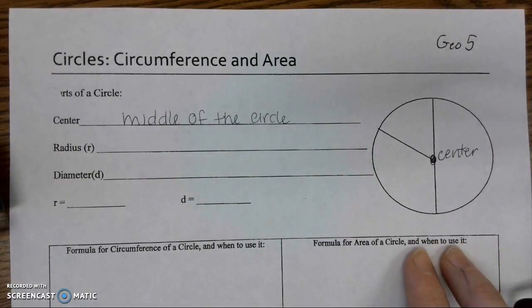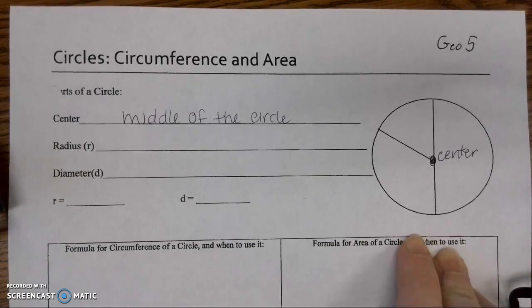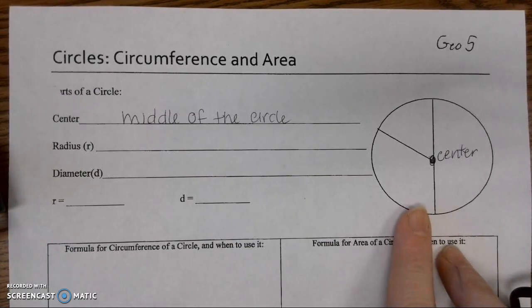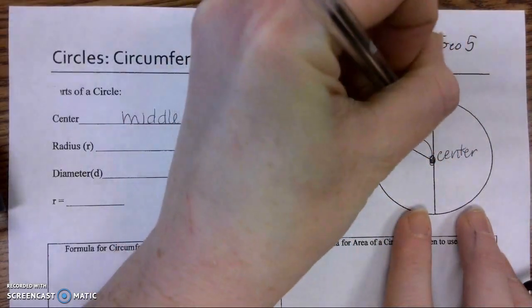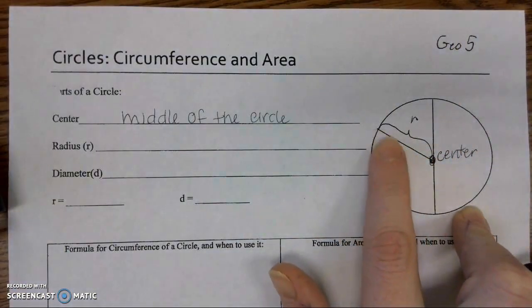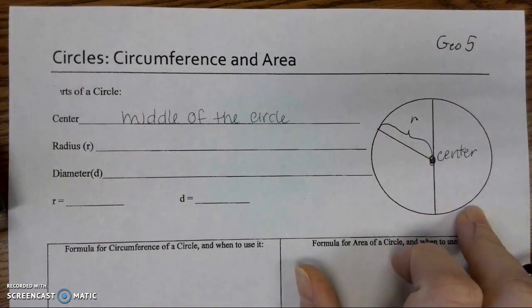Okay. So next, we need to define what the radius is. So let's first identify the radius on our circle to the right. The radius is going to be the shorter of the two segments. So this right here is our radius.